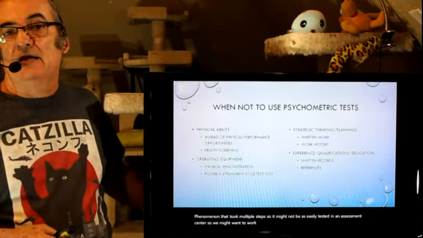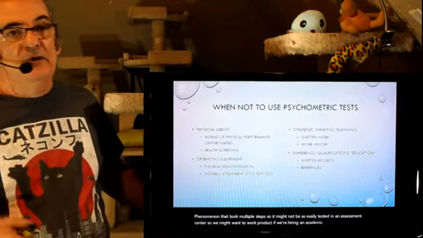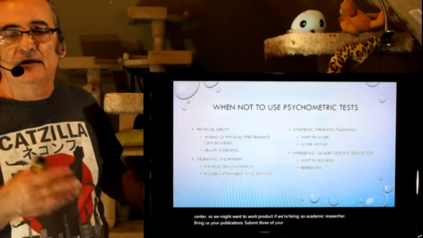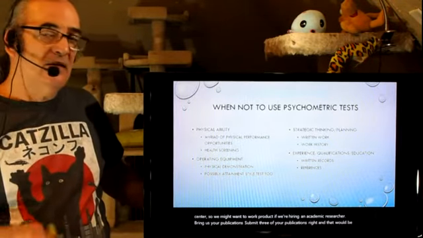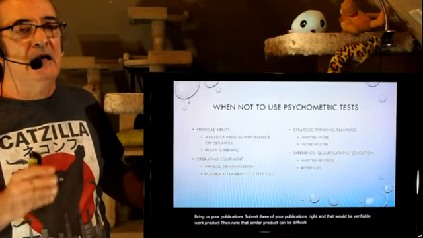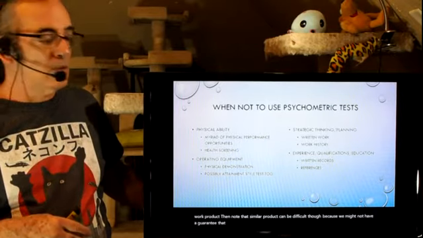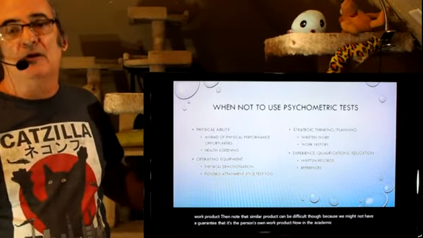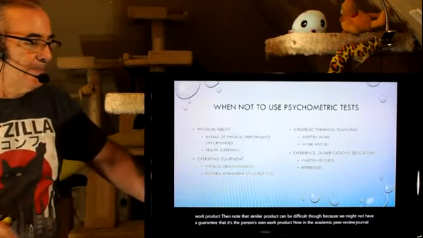If we're hiring an academic researcher, bring us your publications. Submit three of your publications, right? And that would be verifiable work product then. Note that some work product can be difficult, though, because we might not have a guarantee that it's the person's own work product. Now, in the academic, peer-reviewed journal articles, obviously we know it's theirs.